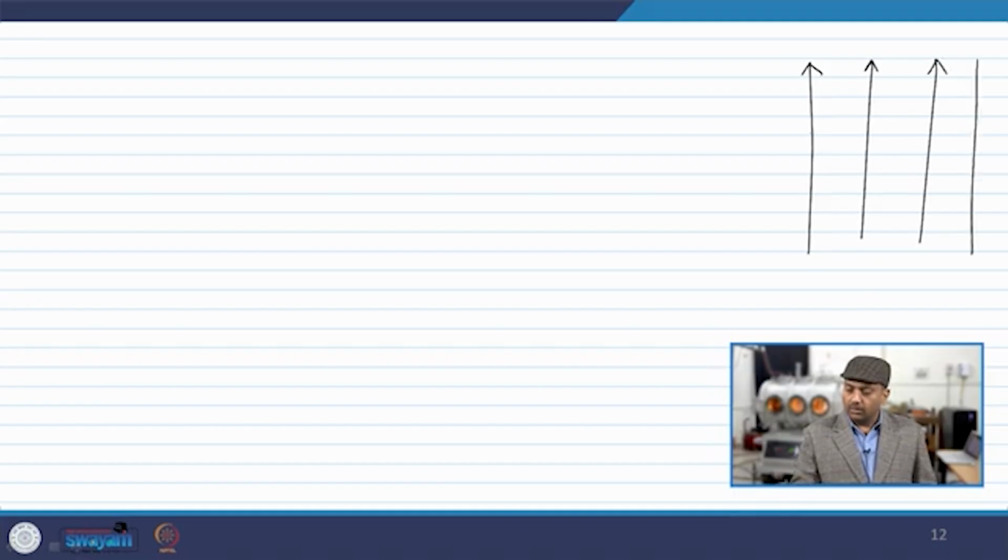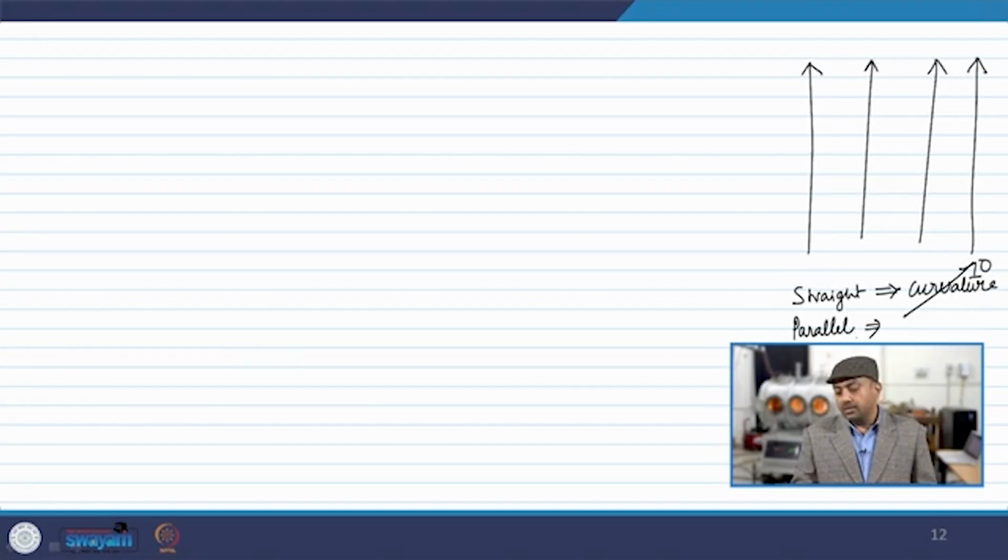So, we can consider a case in which magnetic field lines are straight and parallel. We can consider a magnetic field which is like this. The field lines are straight and parallel. Straight means there is no curvature in the magnetic field, right. So, we have ruled out curvature. Straight and parallel. Parallel means there is no gradient in the magnetic field. So, we have ruled out both of these two cases.